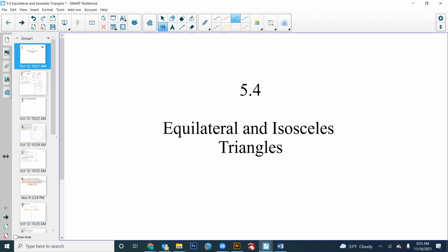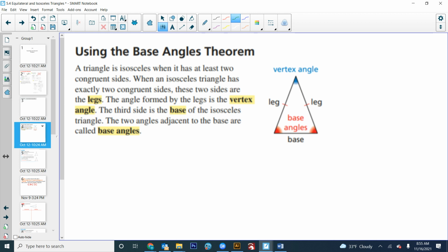All right, your first fill-in. In an isosceles triangle, it's always good to have two congruent sides, isn't it? And you have base angles that are congruent.